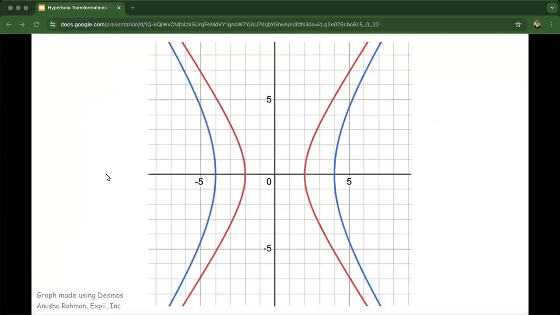In red here, we have the normal hyperbola, so the parent hyperbola. In blue, we can see a hyperbola that has been stretched.